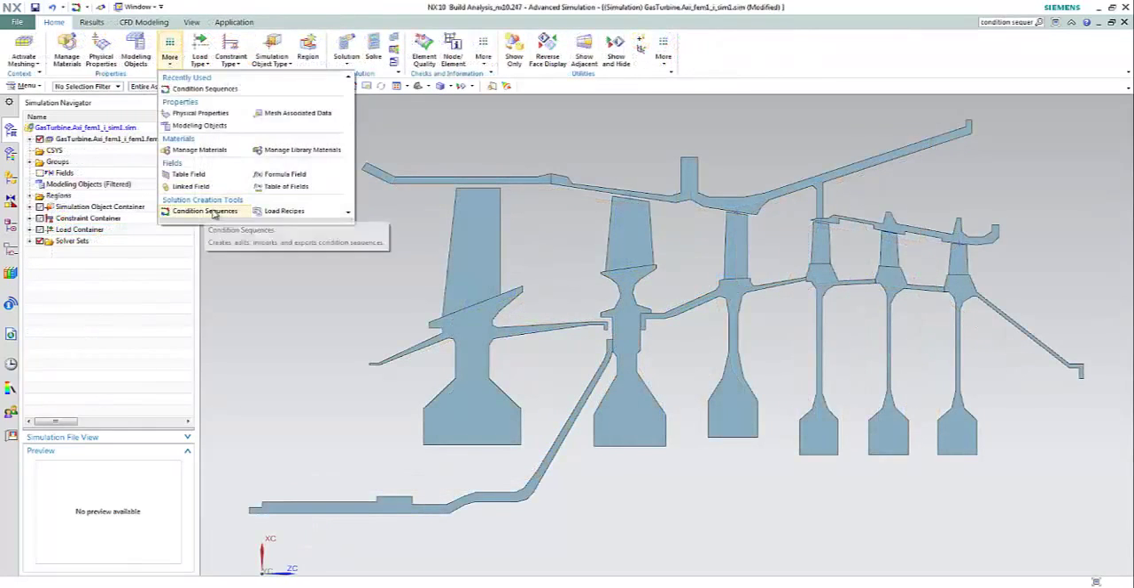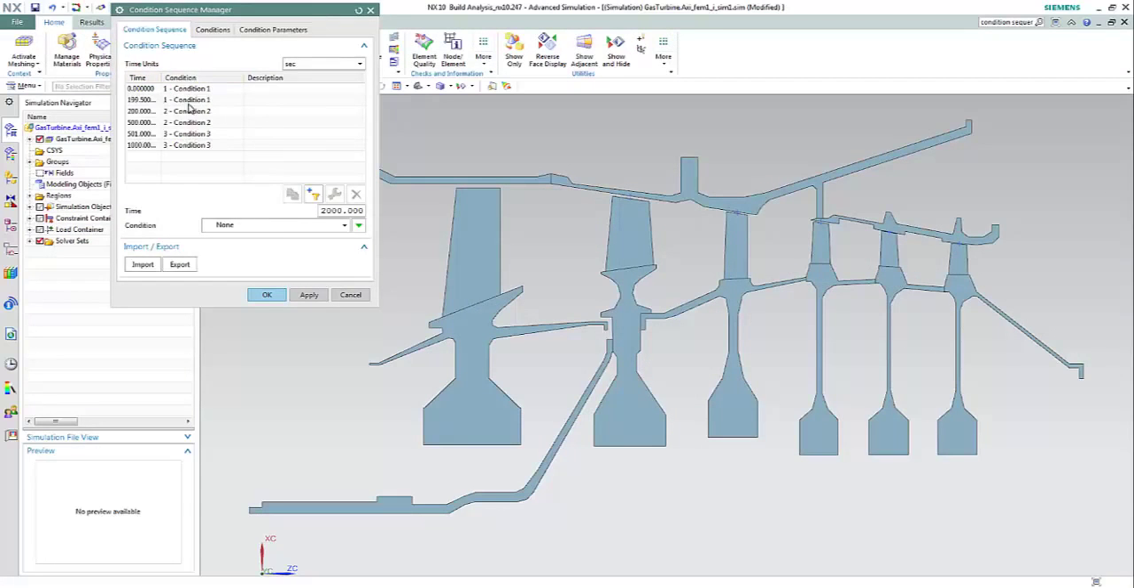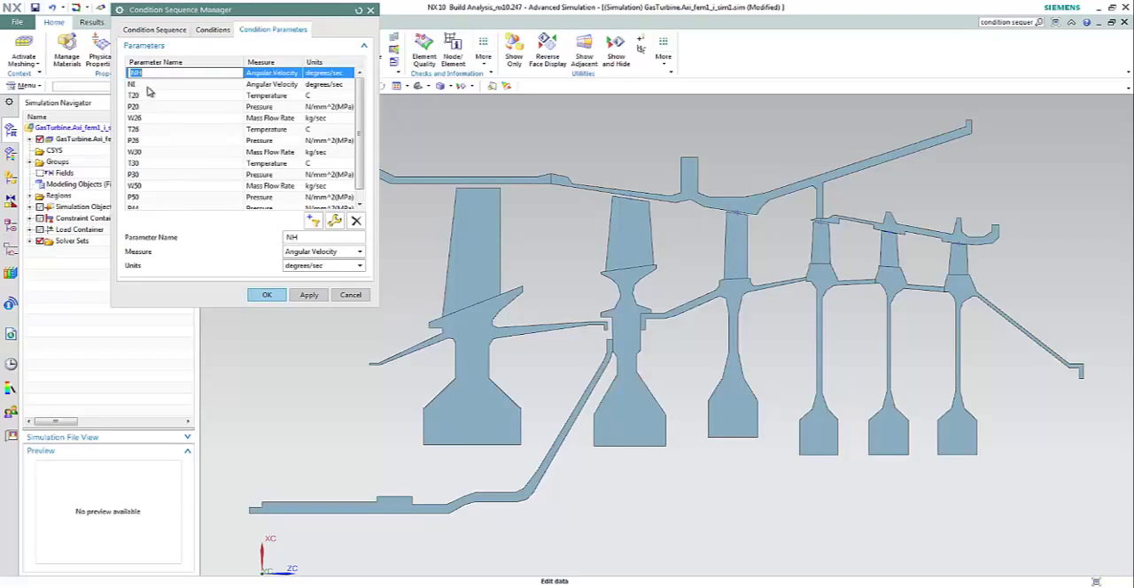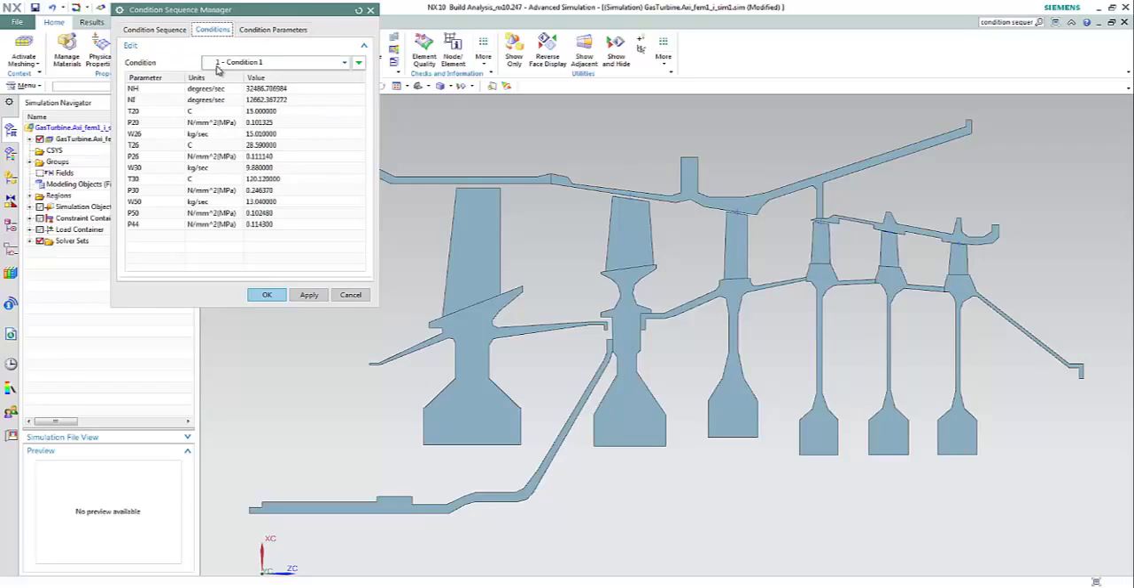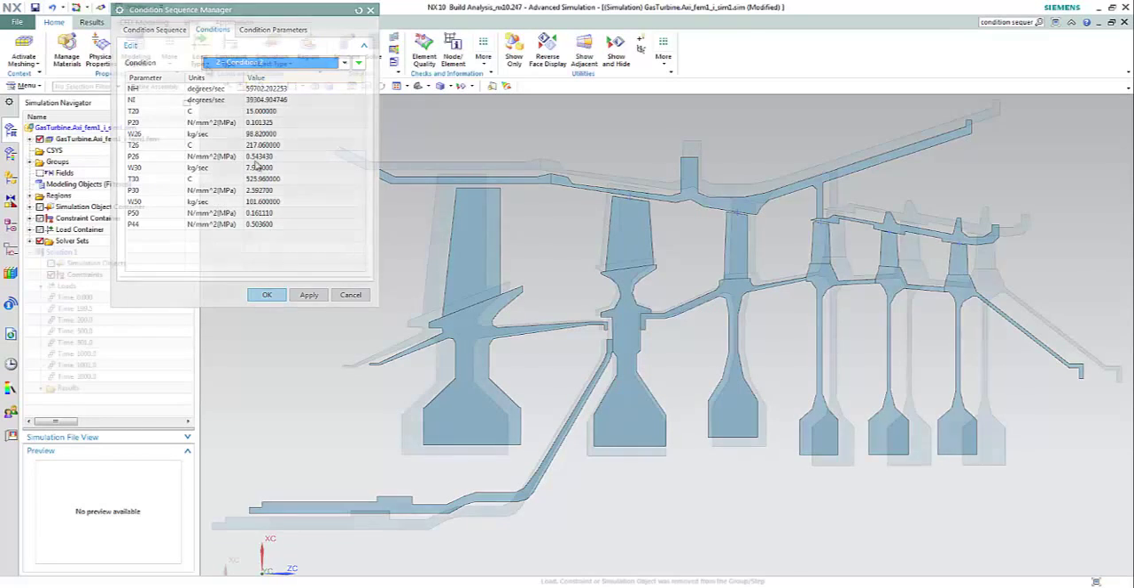Since this is a transient analysis, where the engine passes through a mission profile such as takeoff, cruise, and landing, NX-CAE can help the engineer to easily set up the various condition sequence parameters that will affect the engine at each stage of the flight.